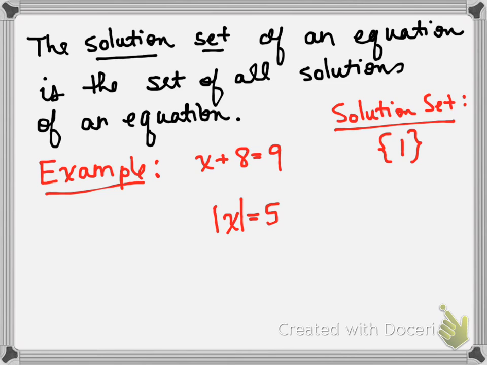Absolute value of x equals 5 actually has two solutions, and so our solution set is the set containing the numbers negative 5 and 5. These are curly braces right here. That's the indication that this is a set.